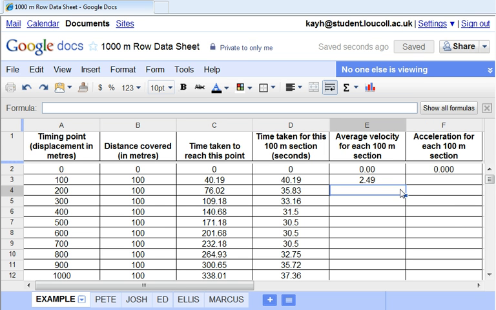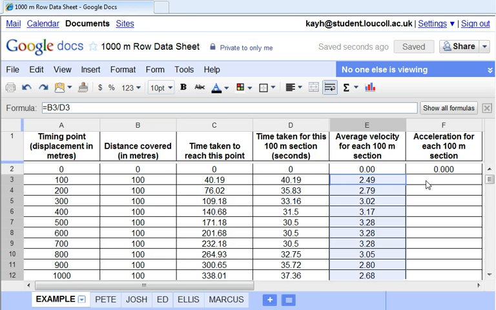Okay, that's great, so 2.4 metres per second for the first 100 metres. And then just to save us entering the formula right the way down, we can do what we did before, which is basically just to click on it and drag it. And there we go, we have the velocity for each individual section of the race.